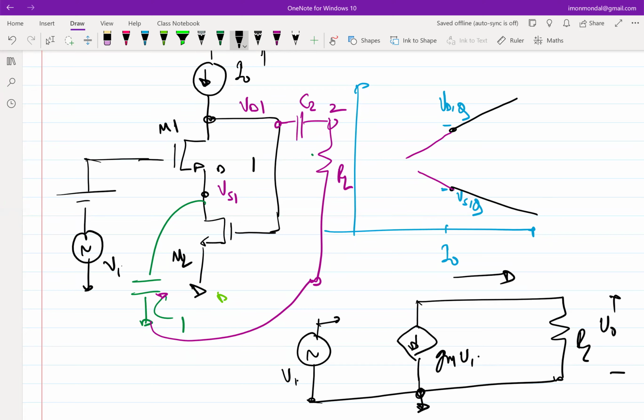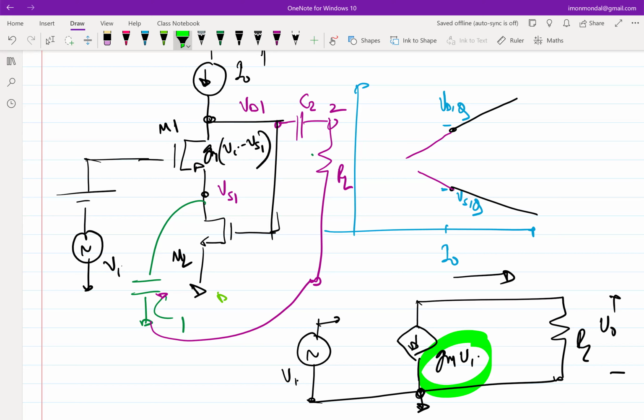Correct? So, but we see that M1, the incremental current through M1 is GM1 times VI minus VS. Why do we need that VS1 grounded? Yeah, so let's say it is not grounded, right? So this incremental current will be GM1 times VI minus VS1. Correct? So, but in the incremental sense, what do we want? We want GM1 times VI.